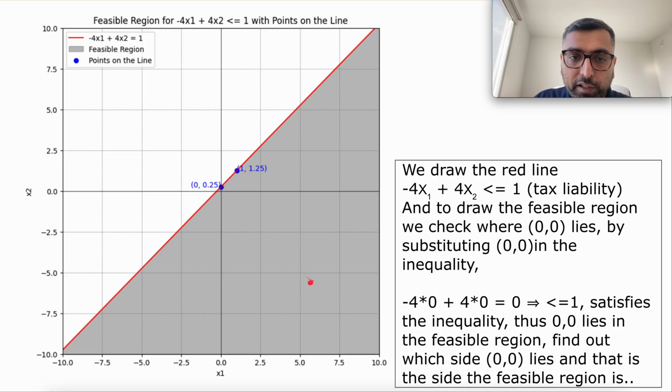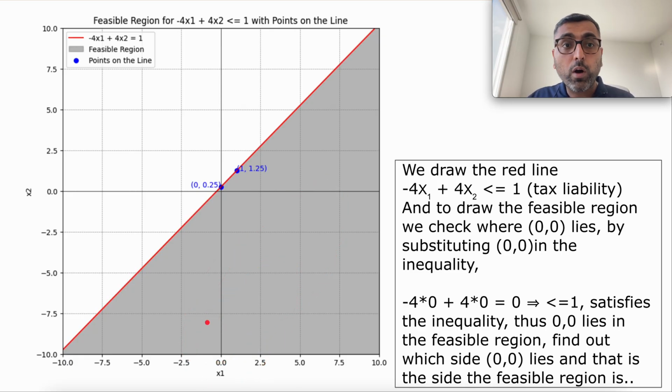So that means the feasible region is this side of the line, and we are able to shade all of this as the feasible region. Find out where (0, 0) lies, and if (0, 0) satisfies the inequality, then the side on which your (0, 0) point lies is the side on which the feasible region lies. So now we are able to plot this feasible region.